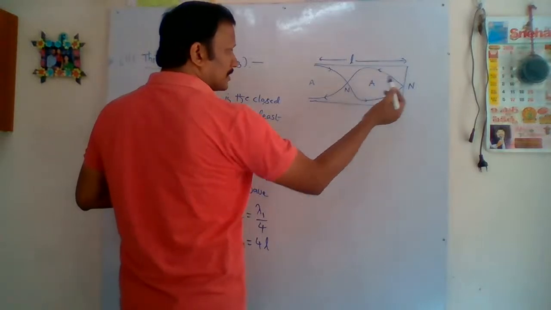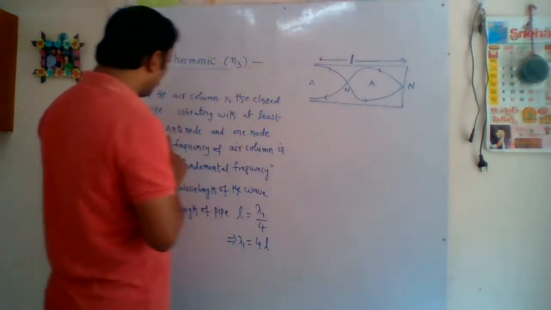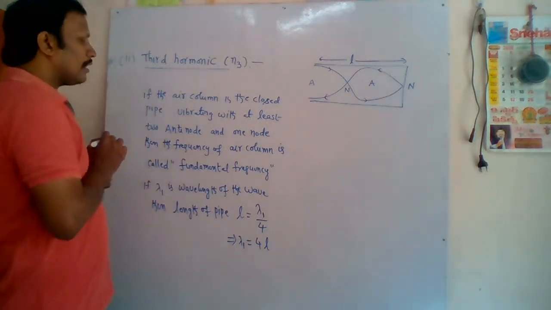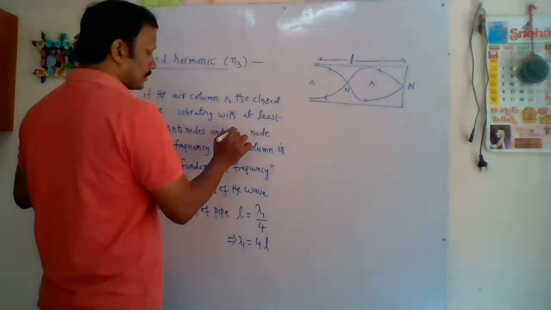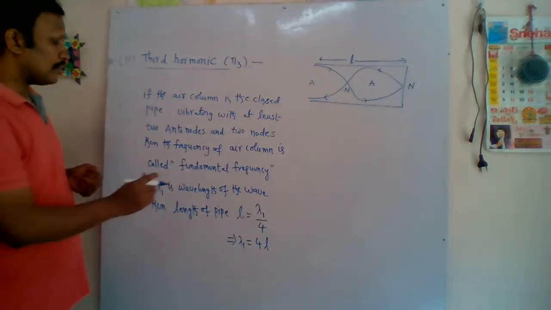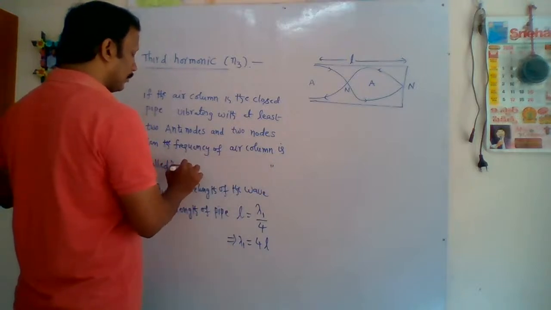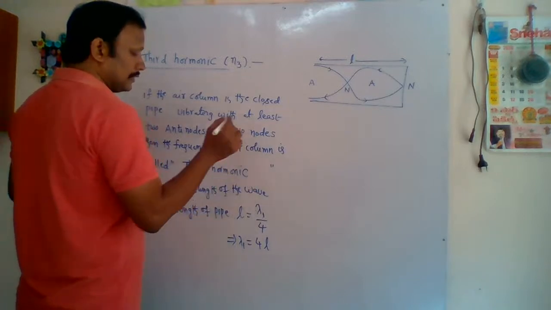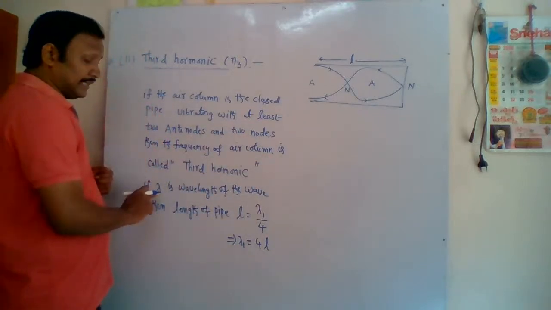Now in this situation, if the air column in the closed pipe is vibrating with at least how many antinodes and how many nodes are there here? 2 antinodes and 2 nodes. Just the numbers, nothing else here. So if the air column in the closed pipe is vibrating with at least 2 antinodes and 2 nodes, then the frequency of the air column is called what here? Third harmonic. Okay? Third harmonic.